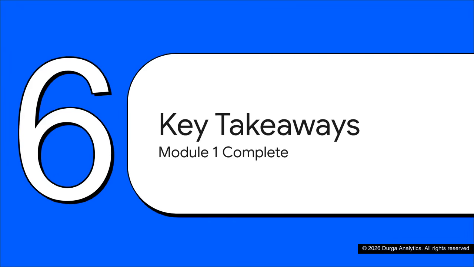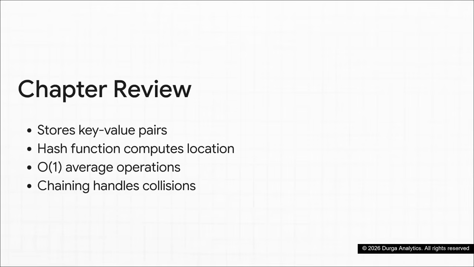Finally, Part 6, Key Takeaways and Next Steps. Let's lock in what we've mastered today as we close out the core linear structures in Module 2. To sum this all up, you should now be able to comfortably explain how hash tables use key-value pairs. You understand that hash functions compute a direct storage location rather than making you search for it. You know that this is what gives us our blazing fast O(1) average lookups, and you understand how chaining elegantly handles those inevitable collisions.